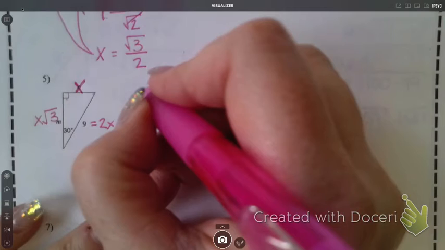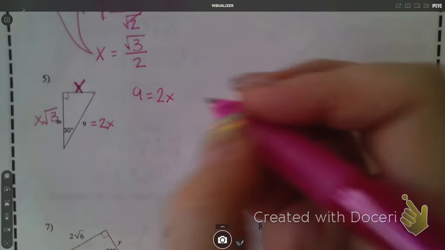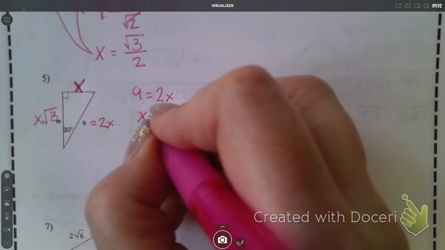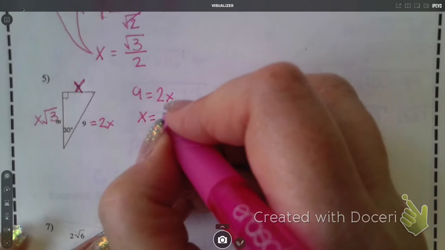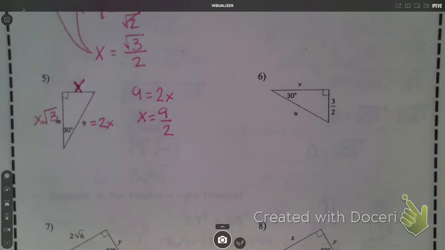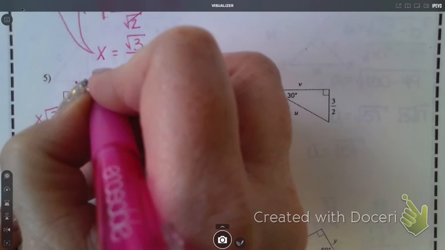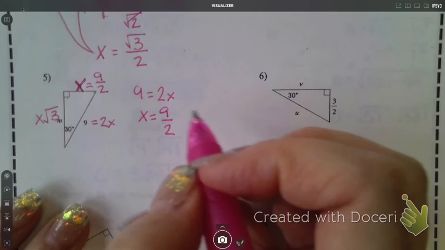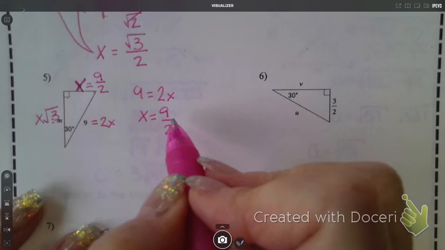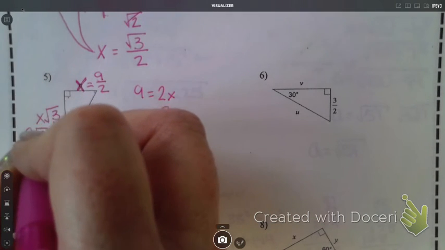So 9 equals 2x. So what does x equal? How about 9 halves? What do you mean 9 halves? 9 divided by 2, correct? Isn't that just 4.5? No, we're using fractions. So the x up here becomes what? 9 over 2. Now, this square root of 3 is in the numerator and the 9's in the numerator, so we just write 9 square root of 3 divided by what? 2.